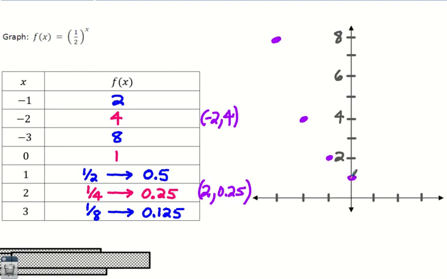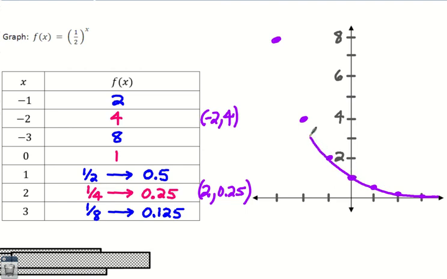0, comma 1 again. Remember, anything to the 0 power, you're going to get 1. And then 1 comma like 1/2, about right there. And then here like 0.25, and then here. Look, this is happening just in the other direction.